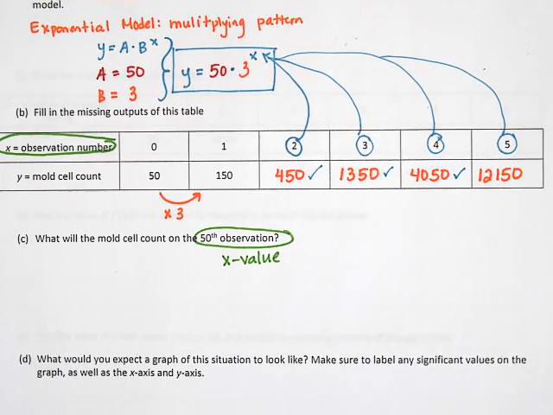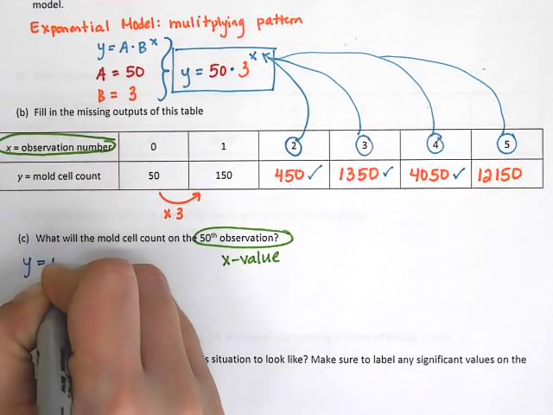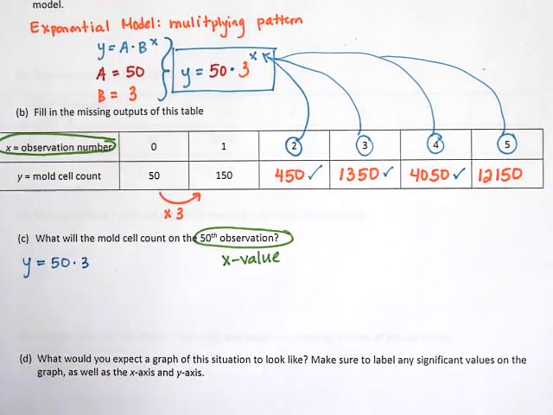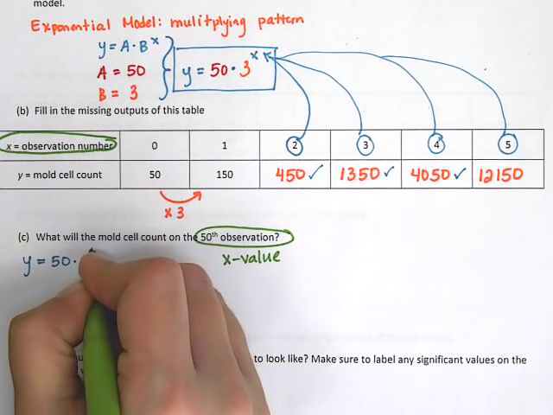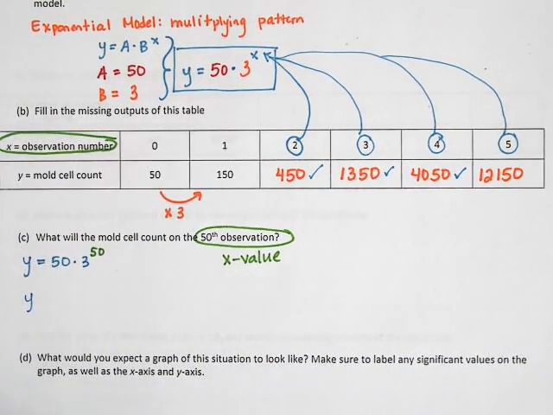However, that would be very time consuming and inefficient. A much more efficient way to handle this would be to take this equation that we wrote and simply plug in the number 50 for the x value in the exponent.